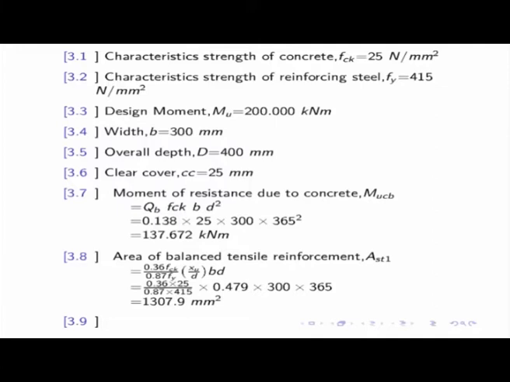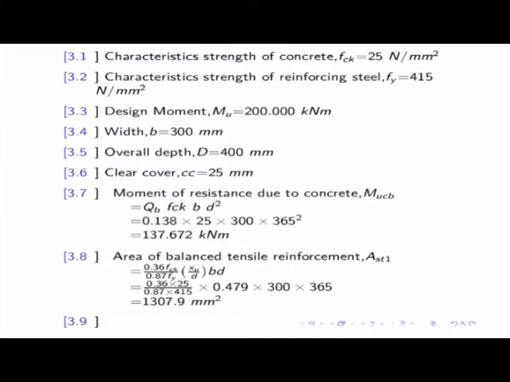So concrete, how much can it take now? This is 0.138 fck b d squared, which is coming 137.672 kilonewton meter. So concrete only can take this much, but we have to resist 200 kilonewton meter. That means we are short by almost 62 or 63 kilonewton meter. That means definitely the structure is going to fail if you only provide an under-reinforced section.